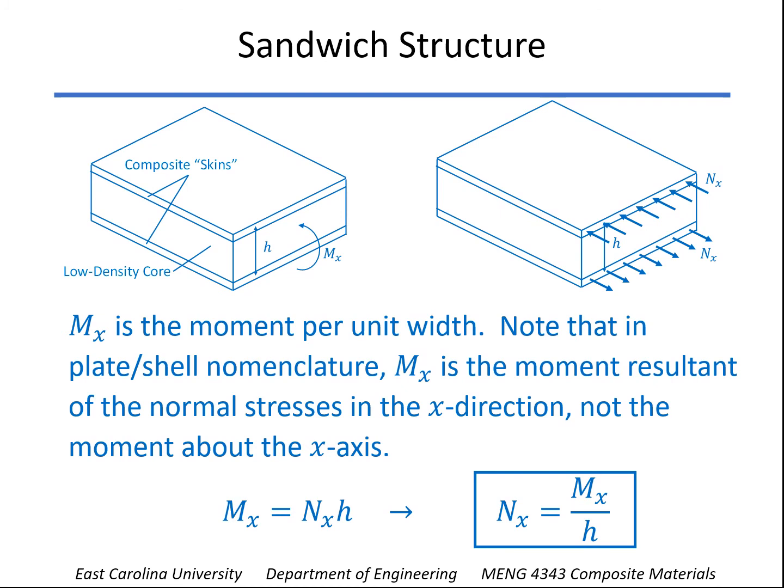And M sub x is just going to be, it's just a couple here, so N sub x times h would give us the moment. And so N sub x is simply equal to M sub x divided by h. Now once again, we could say plus or minus on that as well, because it's going to be tension on one side and compression on the other, and it's usually going to be the compression side that we'll consider to be critical.